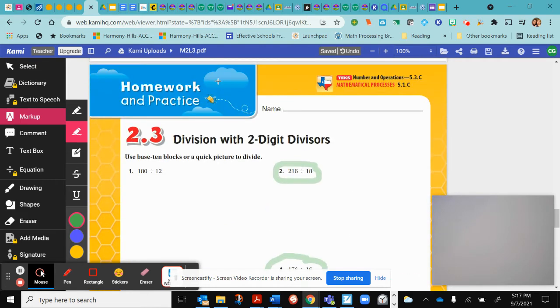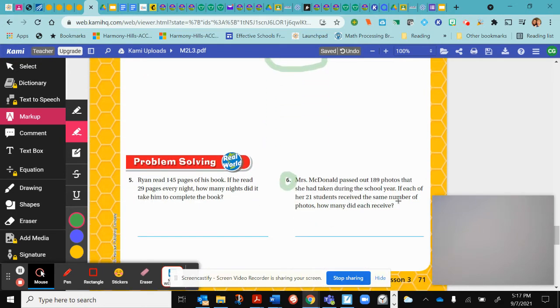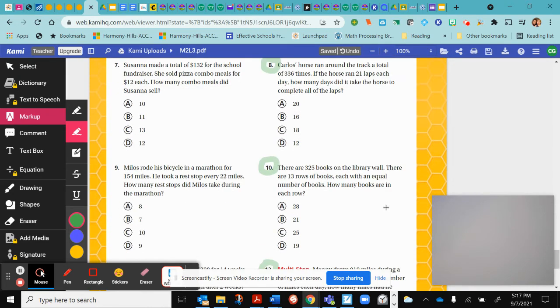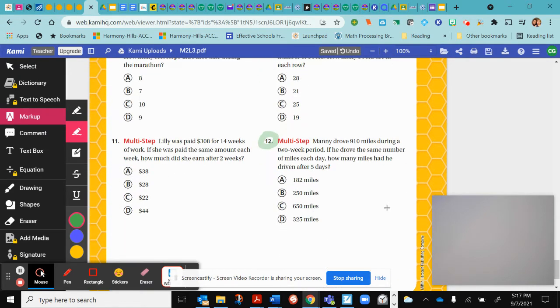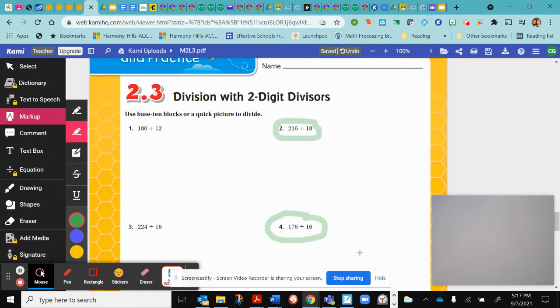What I'm really wanting to make sure is that you're able to use these base 10 blocks for 2 and 4. And then if you can do the regular division on 6, 8, 10, and 12, that's fine. Or if you want to use your base 10 blocks for that. So those of you that were not able to understand number 2, we're going to go through that again. And I'm actually going to use the ones that Miss Davis colored today.